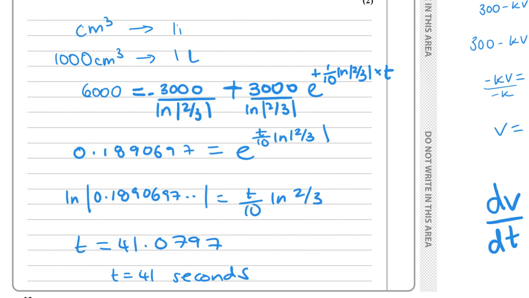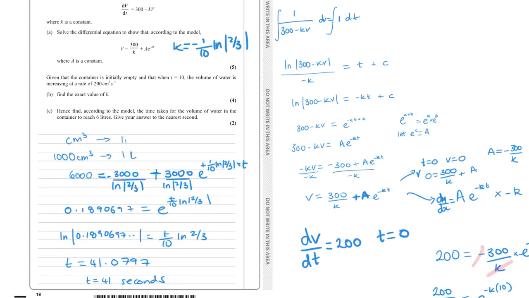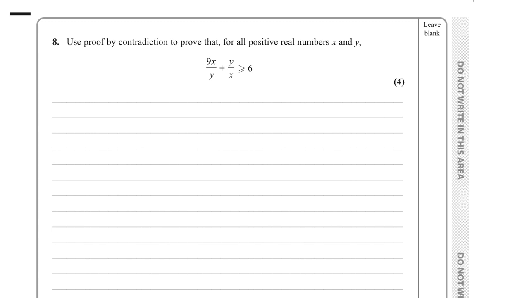To be honest, once you've written this, the last part, apart from learning it, was just putting it all into the calculator, checking that you've put all the numbers in correctly and the signs, etc. And that's it. Full 2 marks for that. Okay, use proof by contradiction to prove that for all positive real numbers x and y.